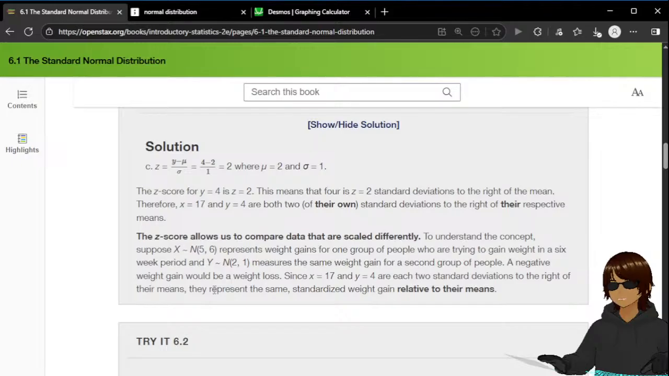The z-score allows us to compare data that are scaled differently. To understand the concept, suppose x is distributed with a normal curve, mean 5 and standard deviation 6. Suppose this random variable represents weight gains for one group of people who are trying to gain weight in a 6-week period, and y is normally distributed with mean 2. So y measures the same weight gain for a second group of people. Again, a weight gain would be negative weight loss. Since x equals 17 and y equals 4 are each 2 standard deviations to the right of their mean, they represent the same standardized weight gain relative to their means.